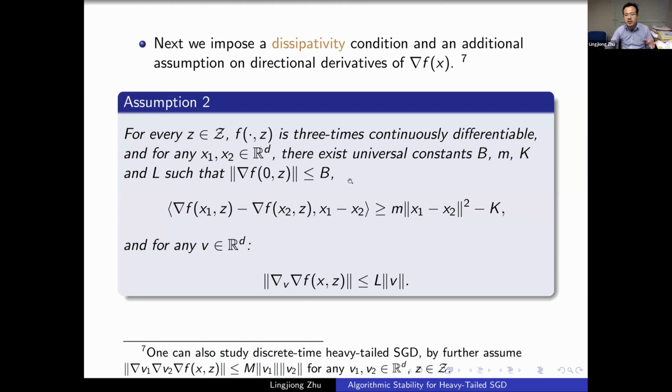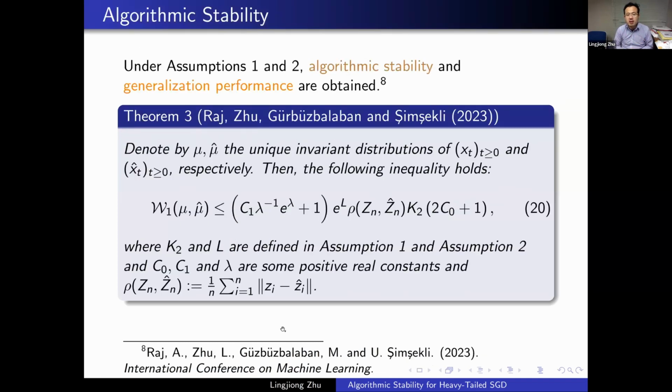So here, this assumption is enough if we just look at it like a continuous time case. If you want to look at a discrete time case, then you need to impose a slightly stronger assumption on the loss function. Under these assumptions, in our last year's ICML paper, we are able to obtain first a Wasserstein stability bound.